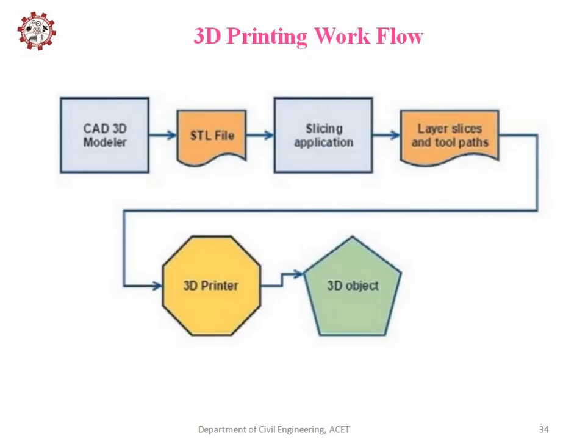So how is this 3D printing done? So first is your CAD 3D modeling. AutoCAD is one of the software used by civil engineers, mechanical and electrical engineers, but the use of AutoCAD is done by civil engineers more. So CAD means AutoCAD drawing. Then 3D modeling is done. Then the STL file is transferred. Slicing application is done. Then layers of slices and tool parts. Layer after layer the drawing is made. Then it goes to the 3D printing and then the object is formed. So this is the flow chart of the 3D printing.